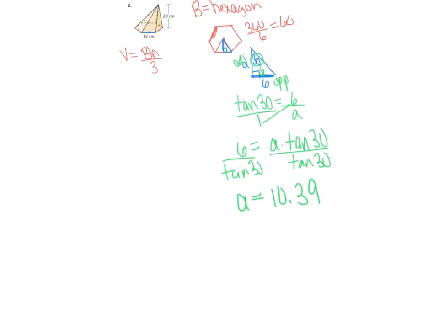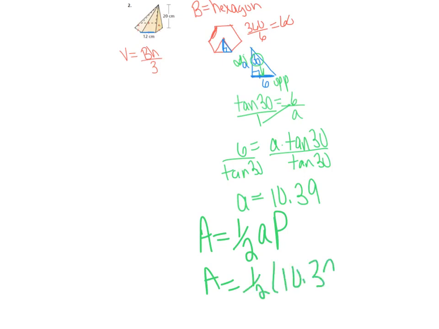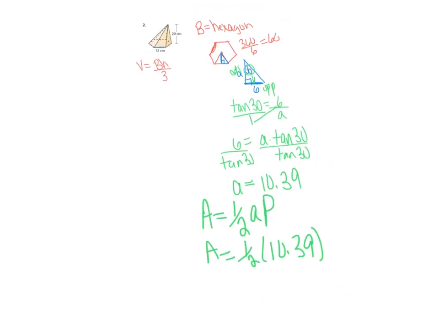We have to find the area of that hexagon. So the area of the hexagon is 1/2 the apothem times the perimeter. So we're at 1/2. We said our apothem is 10.39. Our perimeter, if you notice, each side is 12. 12 times 6 is 72. So we're going to multiply that by 72.